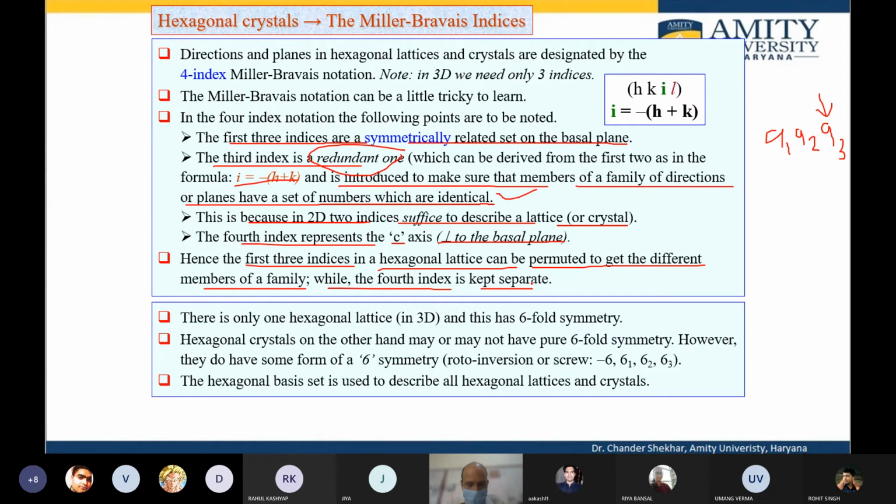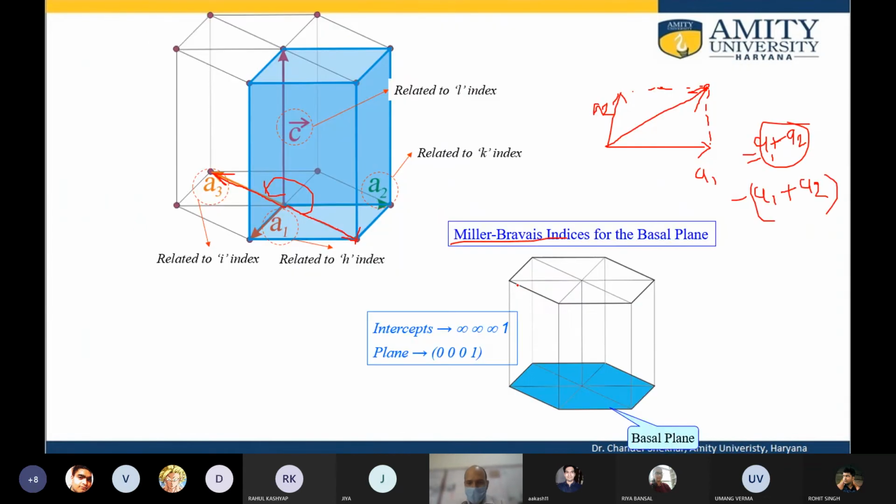So whether it is a primitive unit cell or a hexagonal unit cell, H and K and L remain the same, but from H and K, another index, which is I, is calculated using this formula here. This is how the lattice has an additional index, and the indices for the hexagonal lattice are known as Miller-Bravais indices. This is not the Miller indices because there is an additional index, so this is Miller-Bravais indices.